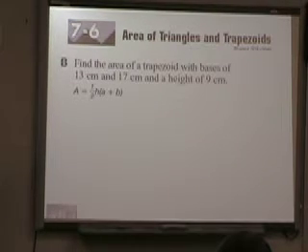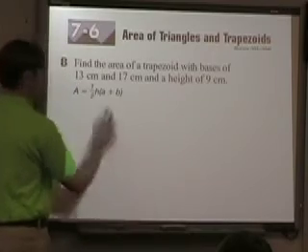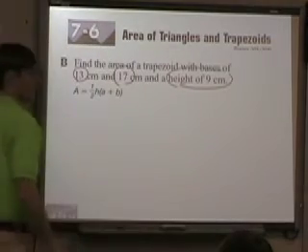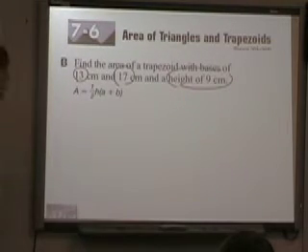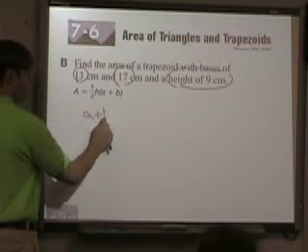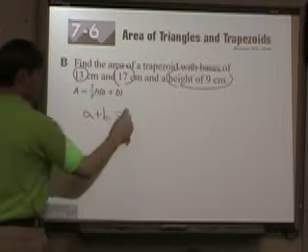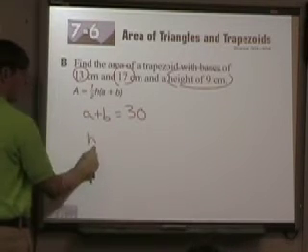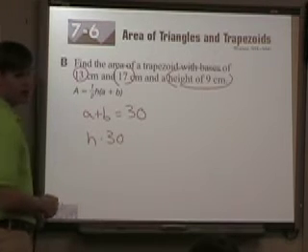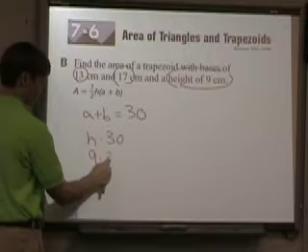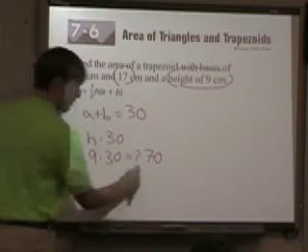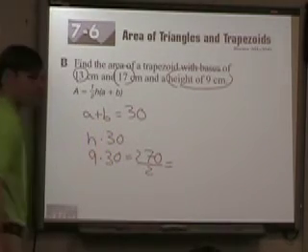We've got: find the area of the trapezoid where A is this, B is 17, and the height is 9. So if A is 13 and B is 17, we're going to do A plus B equals what? 30. And then we're going to do H times 30. So what's H? 9. 9 times 30 equals 270. And then we're going to divide it by 2, and that equals what?